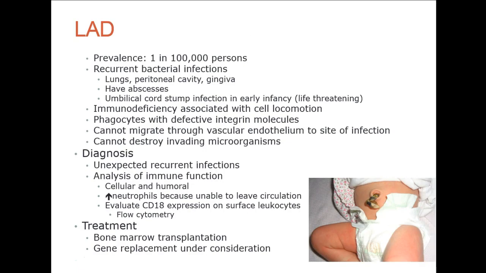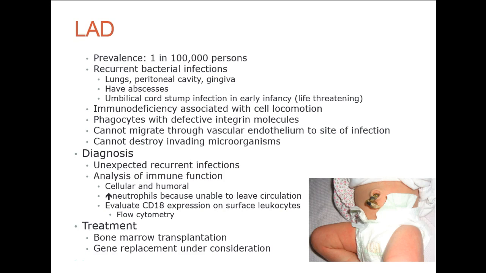Well, with leukocyte adherence deficiency, we see major recurrence of bacterial infections because there's issues with that cell locomotion. So we have lung issues, peritoneal cavity issues, gingiva, which is your gums. We see abscesses, and where they usually notice it is the umbilical cord doesn't fall off like it should. And that can be life-threatening because you can get an infection there, but it doesn't break off.